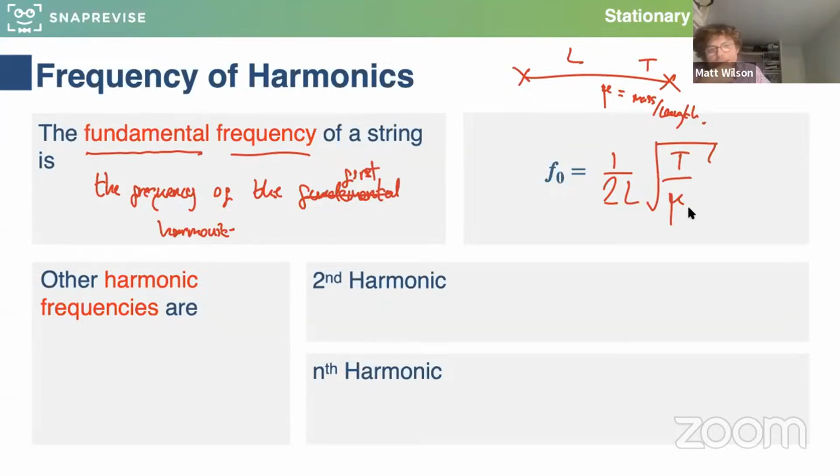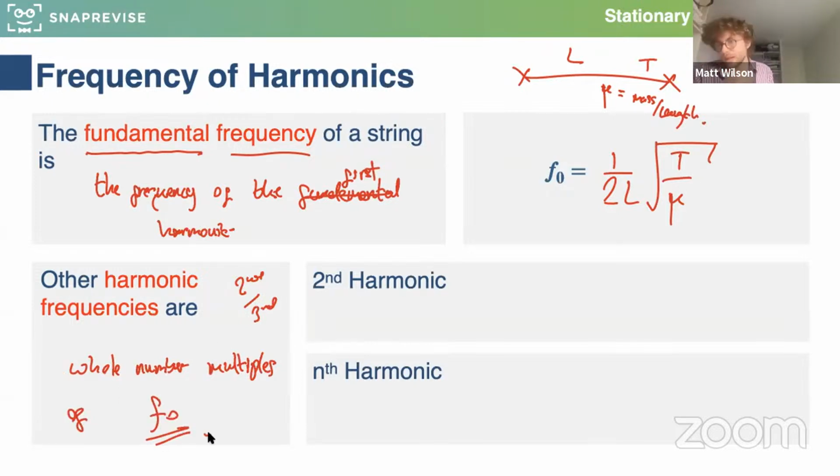Okay, good. What else do we want to say? Well, any other harmonic frequency, for instance, the second harmonic or the third harmonic, those will all have frequencies which are whole number multiples of this fundamental frequency f0. Okay, so let's look at some examples.